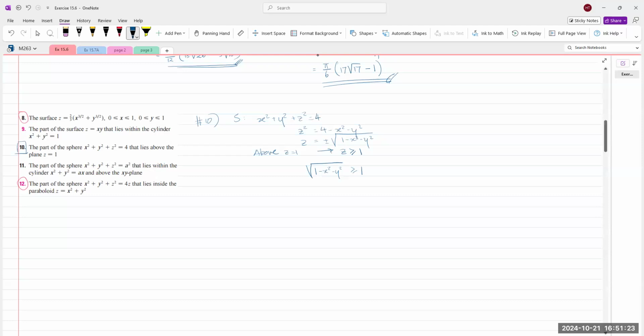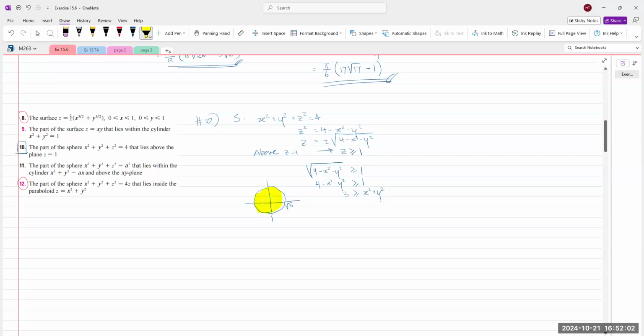This is 4, because if that were 1, the radius would be 1. Anyway, when I try to solve this, I will get square root of 4 minus x squared minus y squared greater than or equal to 1. I square both sides, and then I get 3 is greater than or equal to x squared plus y squared. So this is a disk with radius square root of 3, center at origin, for z greater than or equal to 1.